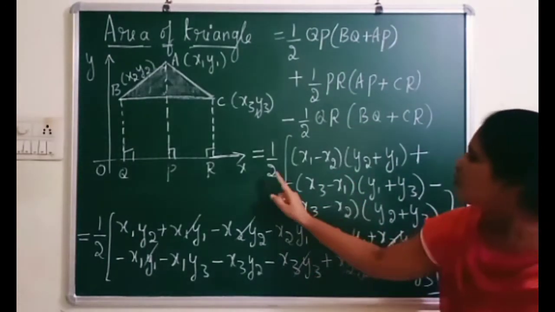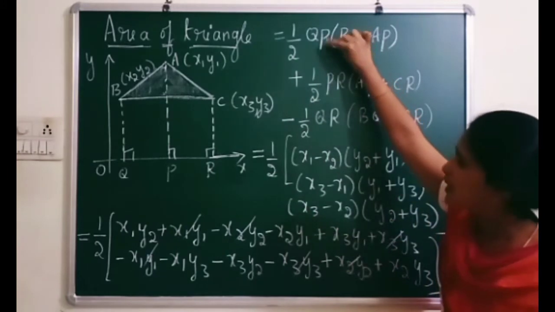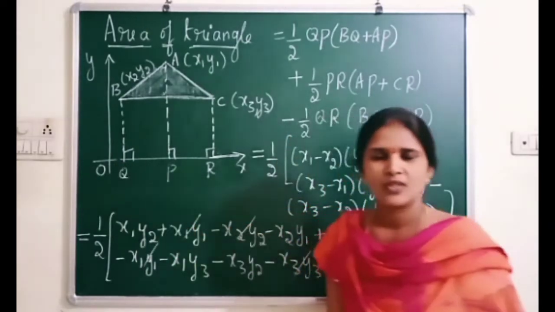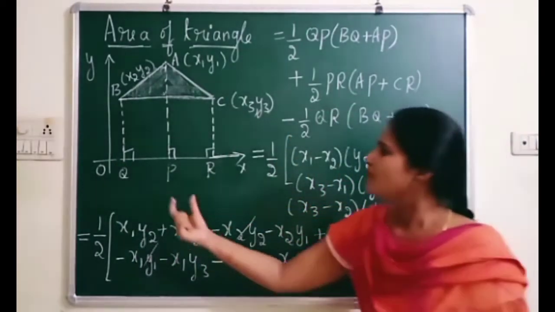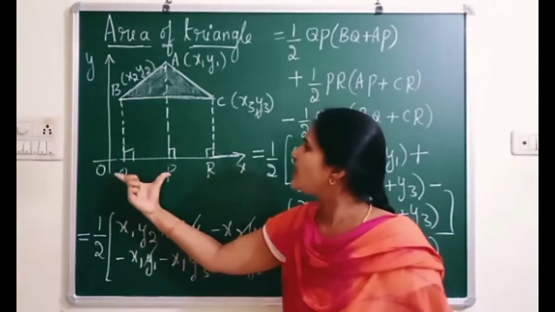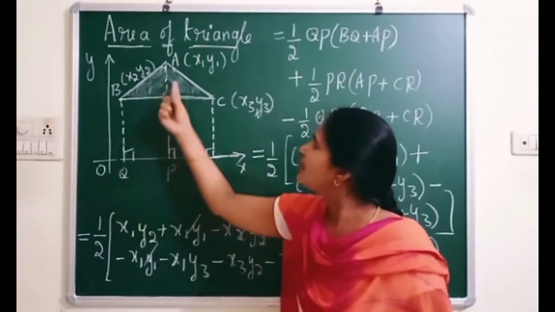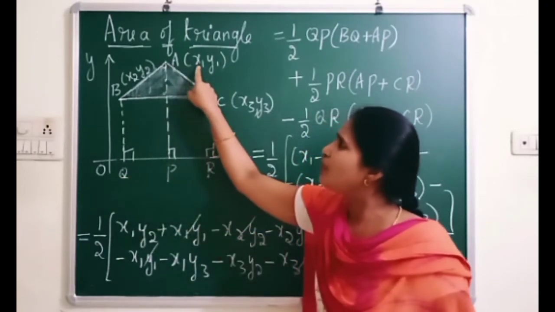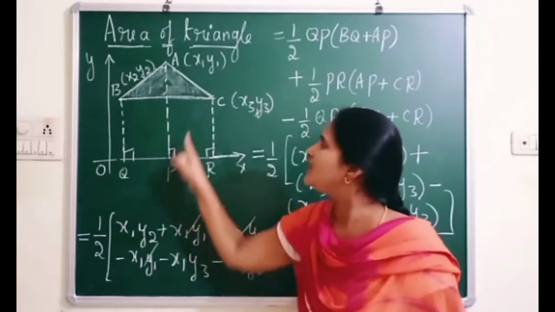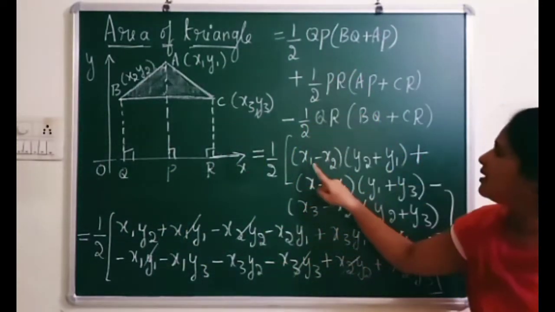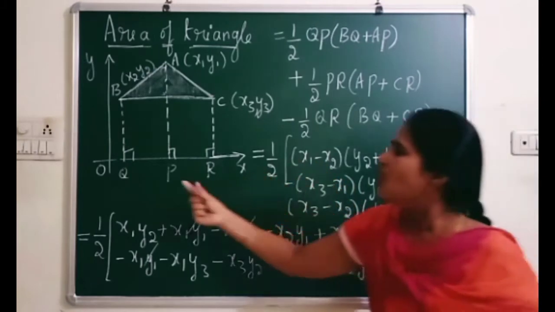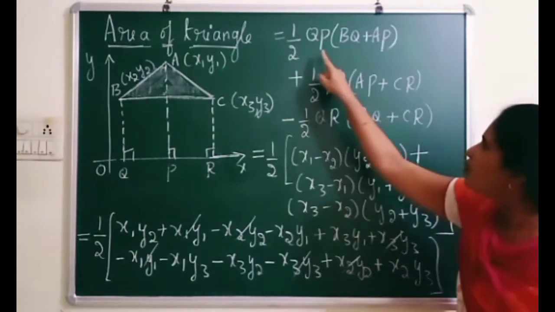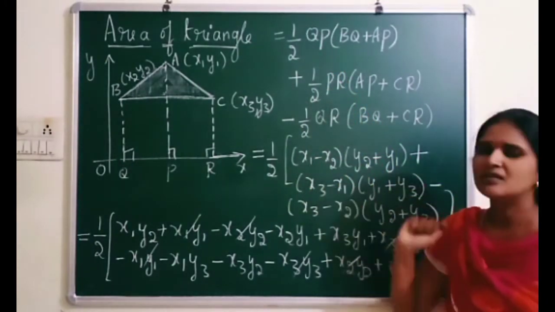Cartesian plane. So this equals half into, what is QP? Try to understand children. QP equal to what? OP minus OQ. So QP equals OP minus OQ. So what is OP? OP is nothing but x1 because it is on the x-axis. So what is the value of P here? P point is x1. So the distance from O to P is x1. So you can see here x1 minus OQ. What is OQ? OQ is x2. So like that you got QP as x1 minus x2.